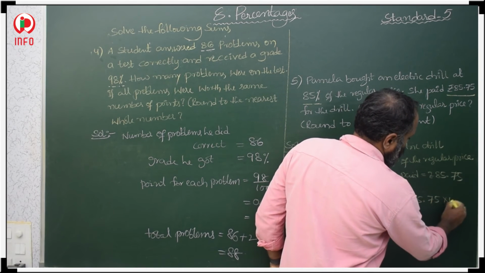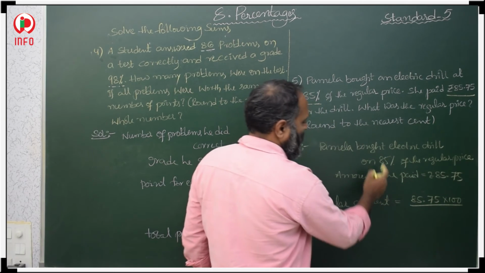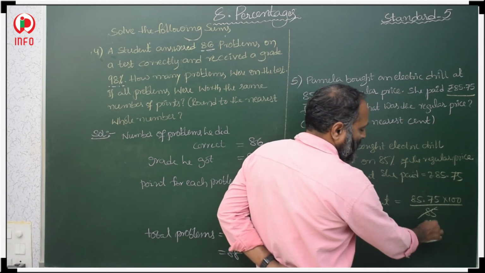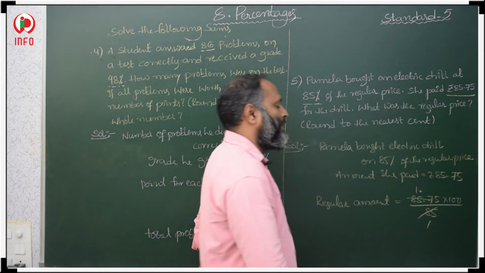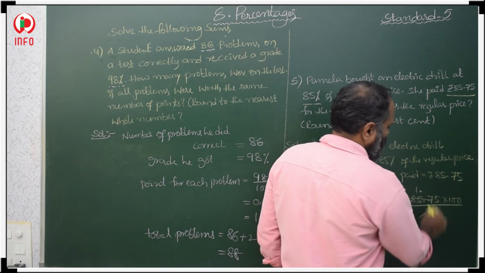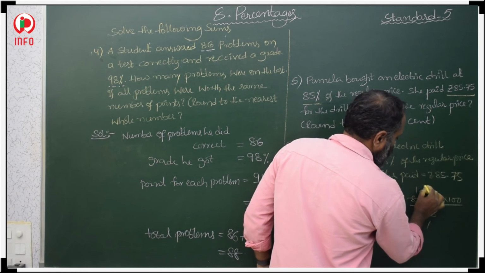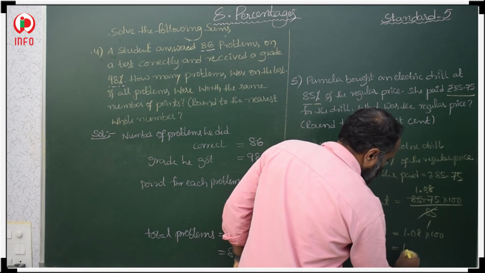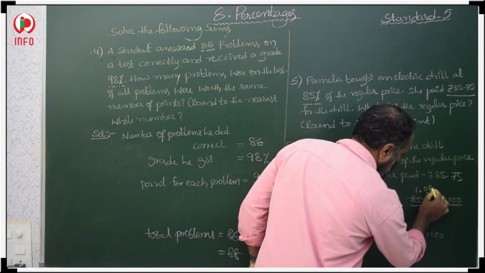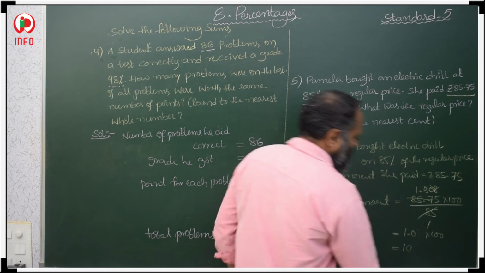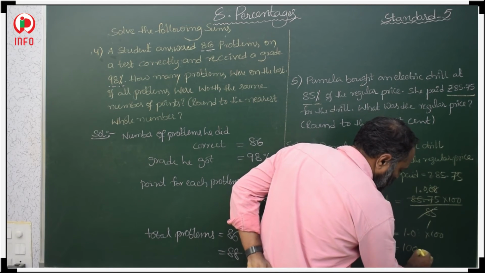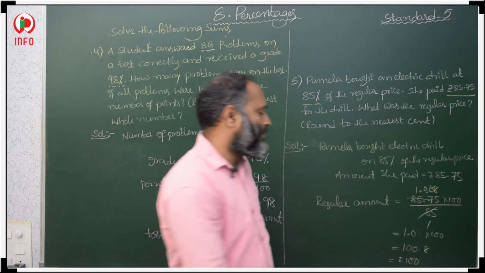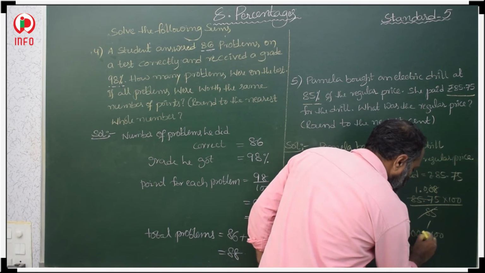here 85.75 we have to multiply with 100, divide by 85. Then 85 ones are 85, then 0.70, 85 eights are, means 1.008 into 100, you will get 100.8. It means the regular price is nearly 100 rupees. Okay.